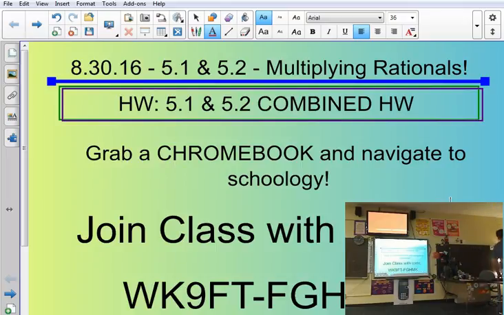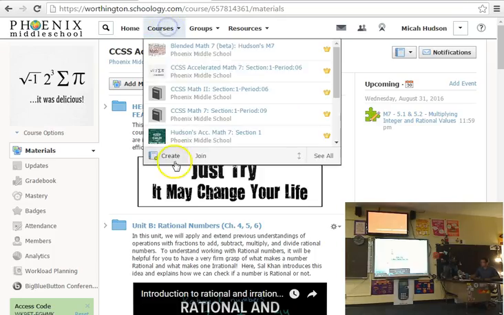Once you get to Schoology, you're going to go up to your courses like you've normally been doing, and then click on join. And you're going to join a class that's going to look almost identical to the previous class that you were in. It's all of the same materials copied over.